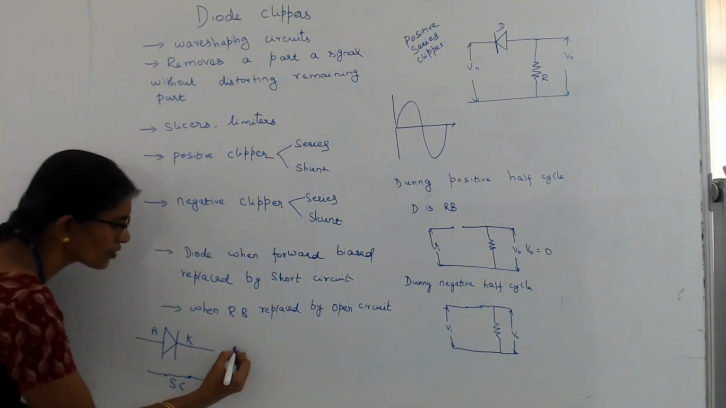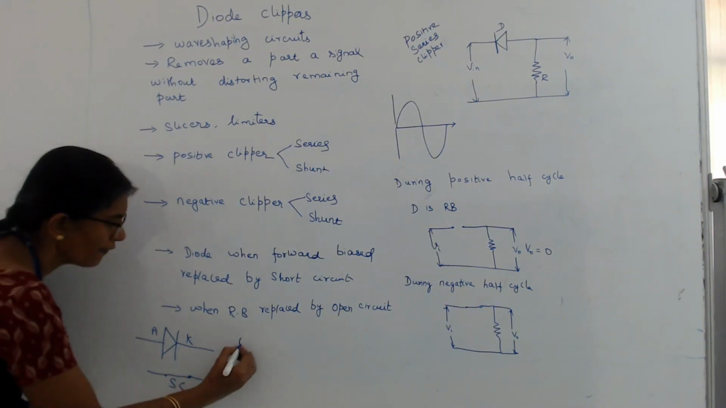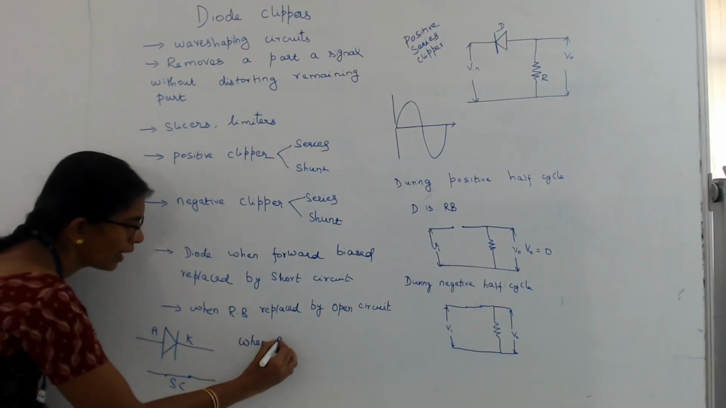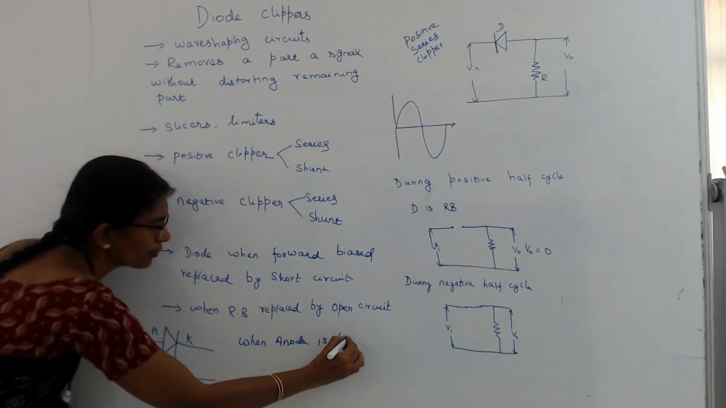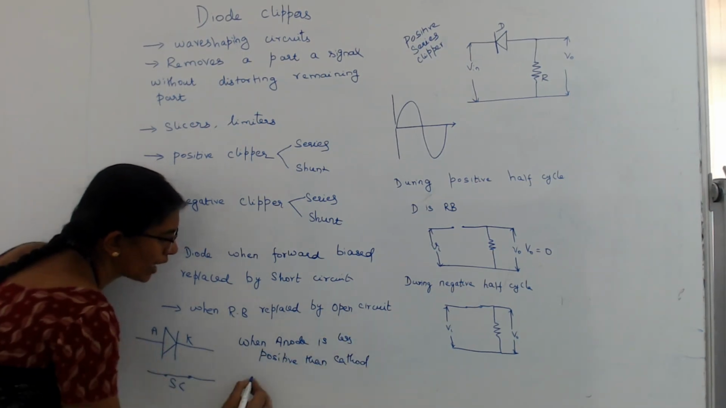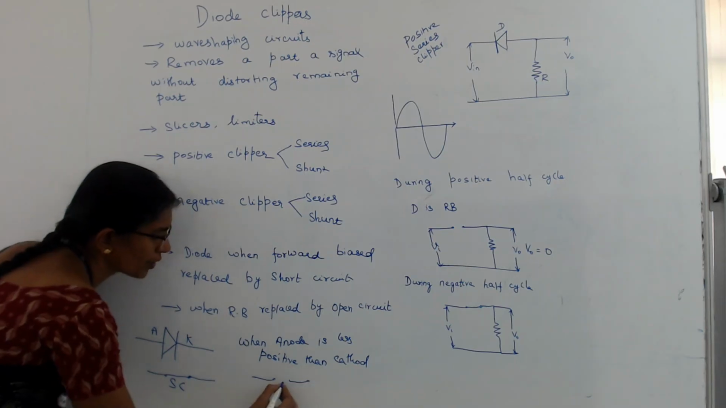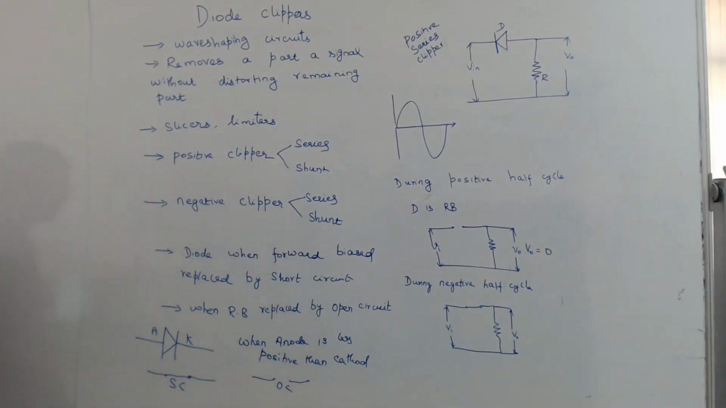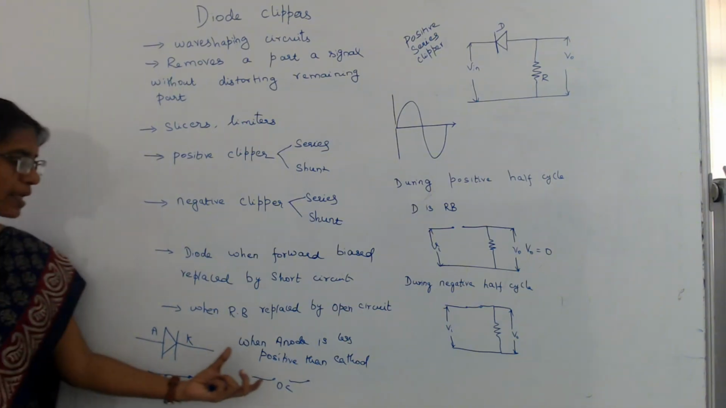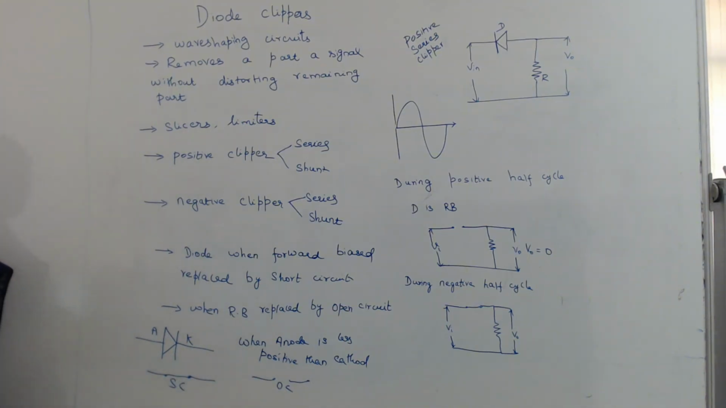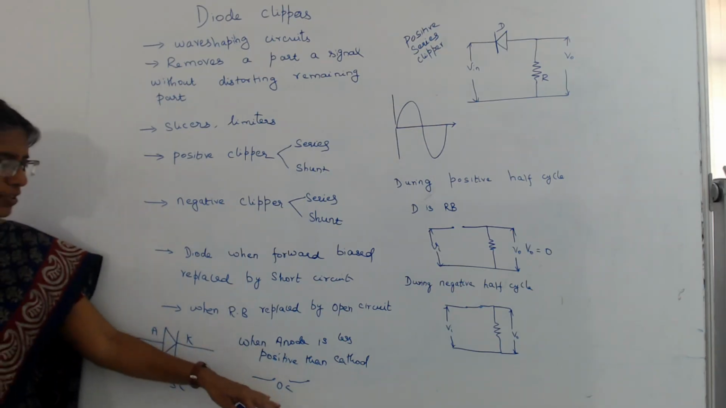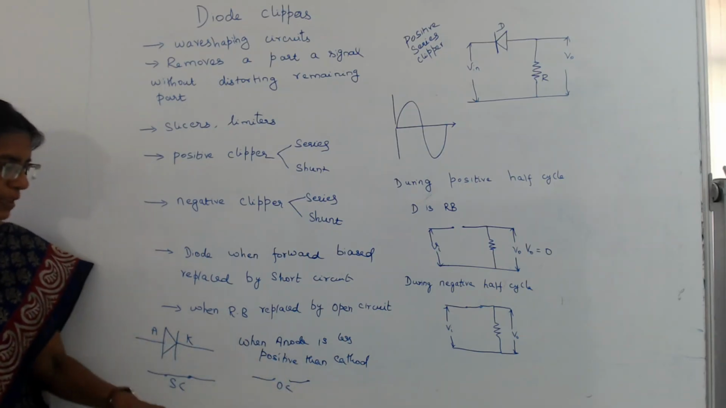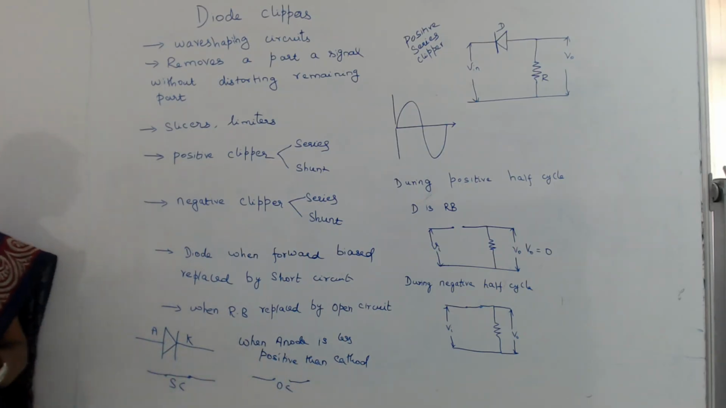When the diode is reverse biased, that is when the anode is less positive than the cathode, the diode can be replaced by an open circuit. So this forms the basics for getting the output of the clipper circuit. When the diode is forward biased, it is replaced by a short circuit, and when the diode is reverse biased, it is replaced by an open circuit. This is the case of an ideal diode.